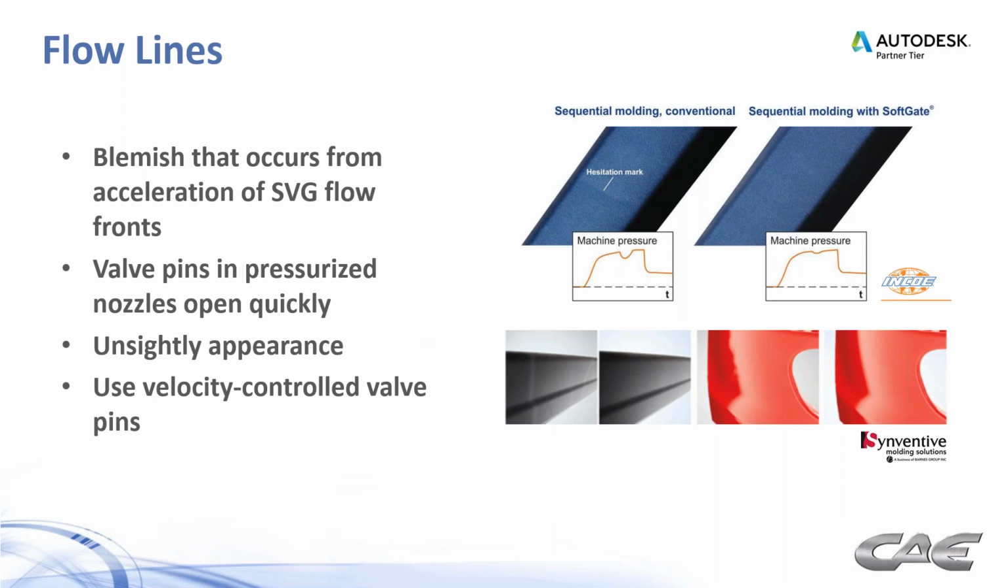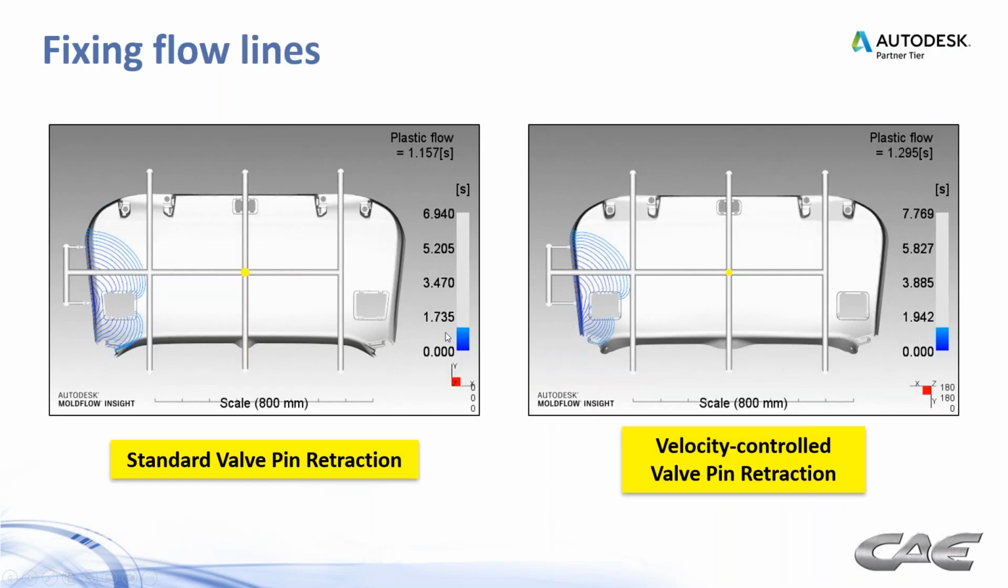So the solution to that is to use velocity controlled valve pins, and that's one of the controls that we have available to us in Moldflow. Pretty much all the big hot runner suppliers these days have some version of this velocity control, so not hard to find out there in the industry. But here's what it looks like in Moldflow.